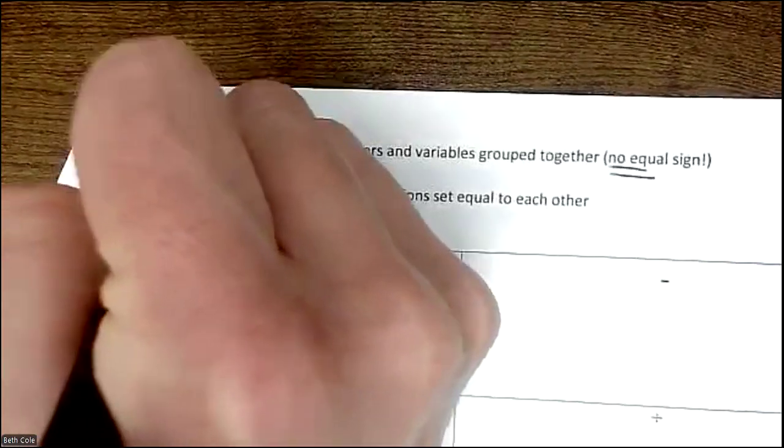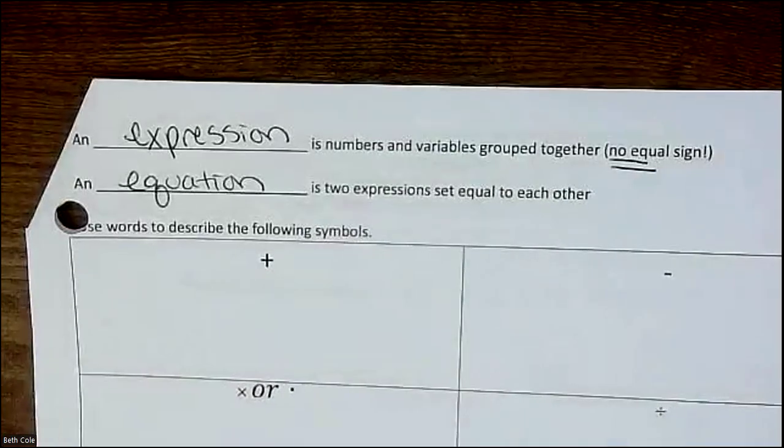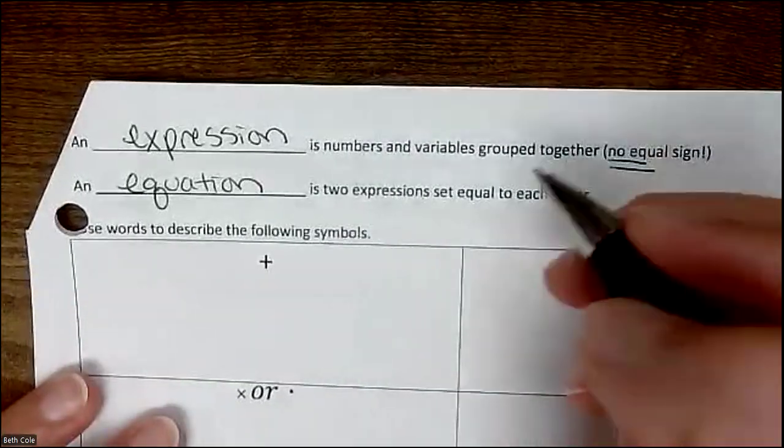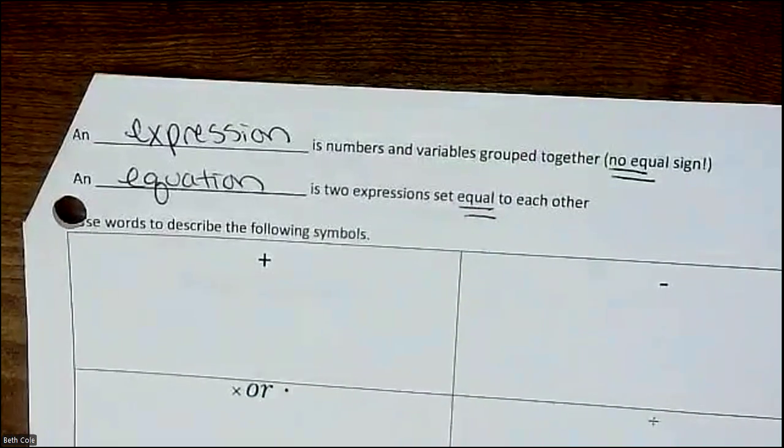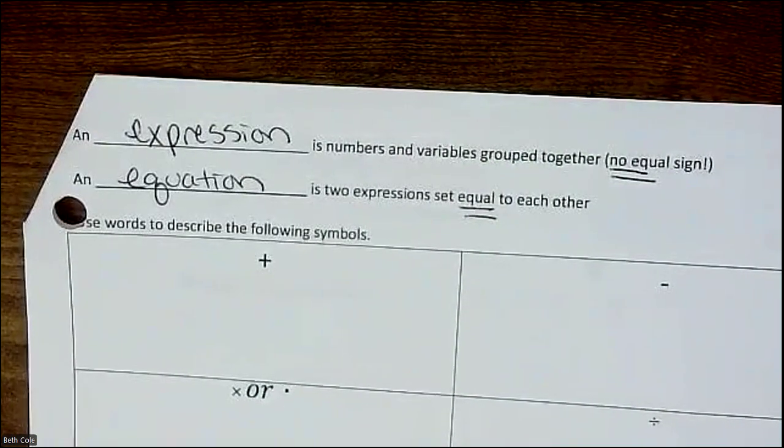An equation does have an equal sign. It's 2 expressions that equal to each other. So the only difference is one has an equal sign and one doesn't. And guess which one has the equal sign? Equation. Okay, again, math is very straightforward with that.